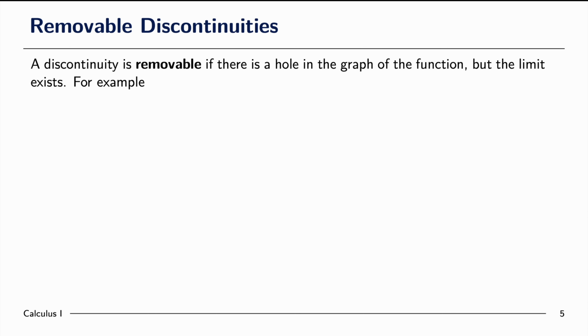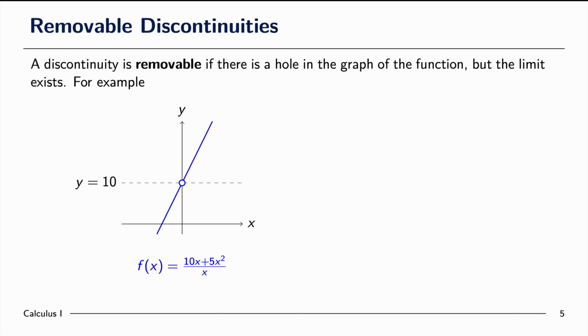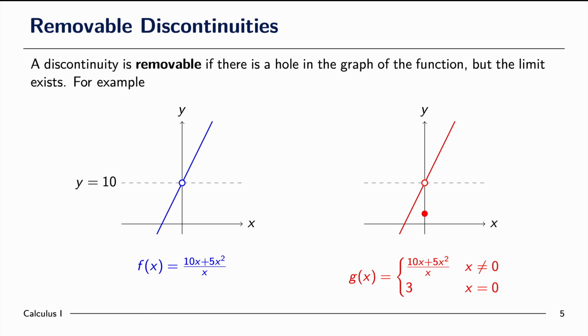Now let's talk about removable discontinuities. An easy way to think about removable discontinuities is if there's a hole in the graph of the function, but the limit exists. We've already seen this before. For example, consider f of x, where there's a hole in the function at x equals 0, but the limit exists. Additionally, consider the function g of x. There's also a hole in the function, but the limit exists. So this discontinuity is also removable.